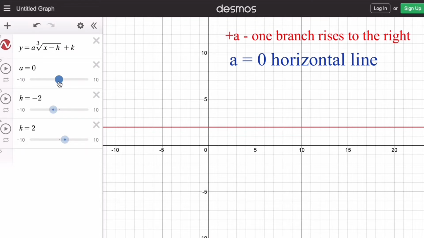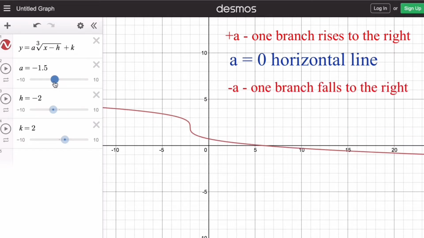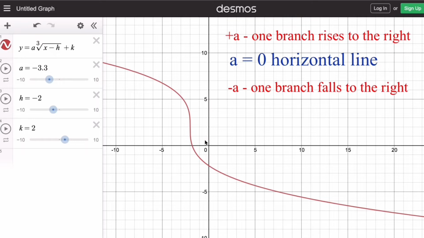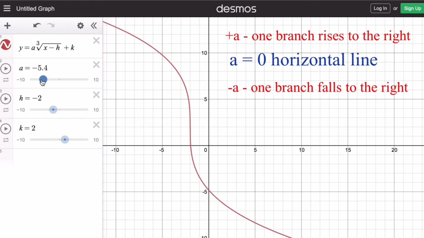On the other hand, if a is negative, one of the two branches is falling to the right. So this side right here is falling to the right, again, when a is negative.